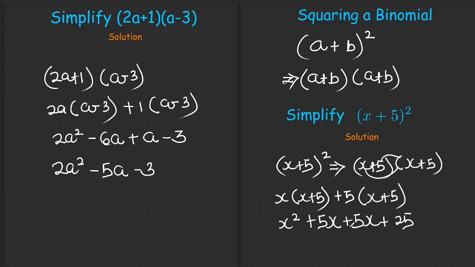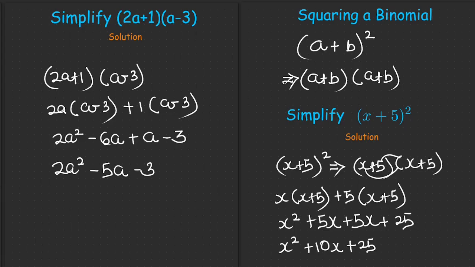With this, we then simplify. So x squared, then 5x plus 5x gives us a 10x, and then plus our 25. We are good to go. So this is how we simplify when there are squares on the binomial.